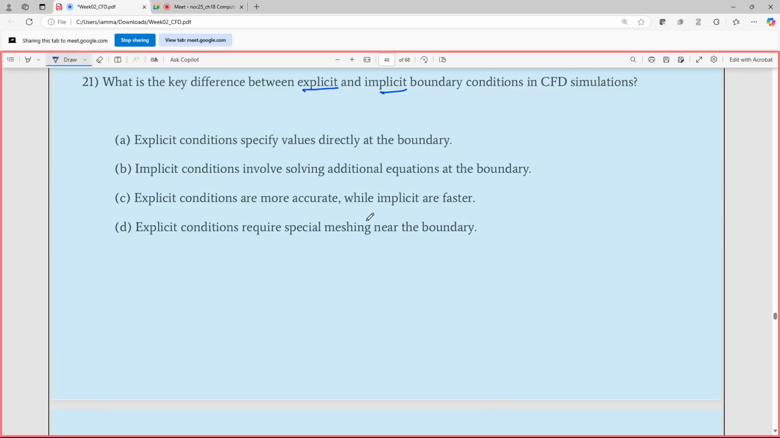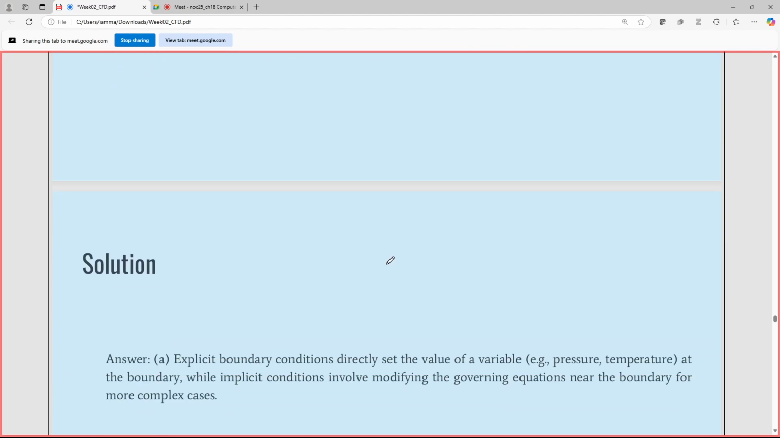Okay, our answer is option C. Explicit conditions are more accurate while implicit are faster. If we are establishing boundary conditions as explicit, then we will get a more accurate solution. But if we are giving the boundary conditions as implicit, then simulations will run faster. So we have to choose how to implement the boundary condition, whether we give it directly or give an equation or source term, by determining what we need: a more accurate solution or a faster solution. So that's the solution.